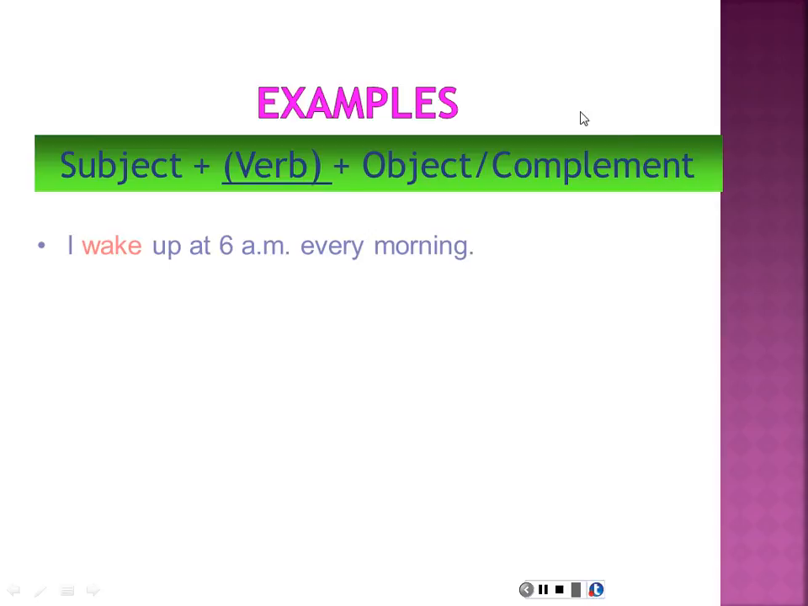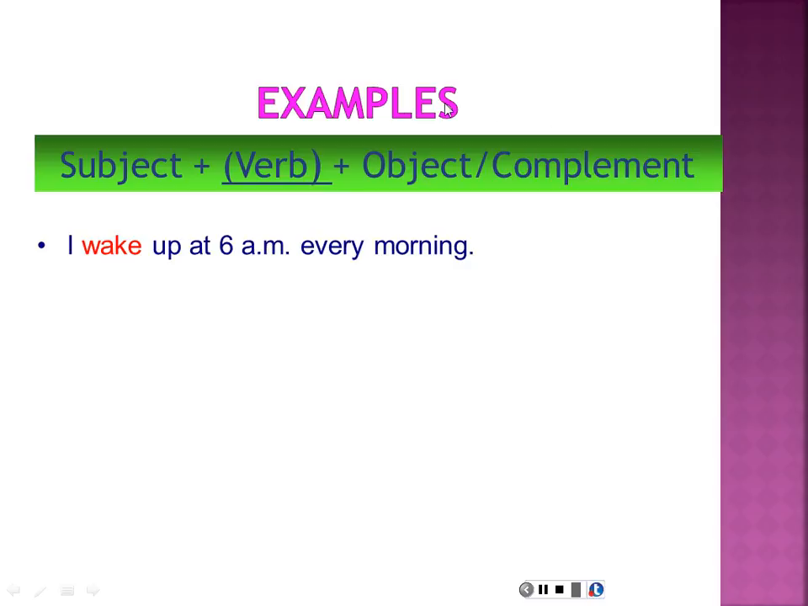So if we start with the first example, I wake up at 6 a.m. every morning. I wake up at 6 a.m. every morning. So is it a habit? Is it a hobby? Is it a daily event? So I wake up at 6 a.m. every morning. It's a habit. عادة. I do it every day.